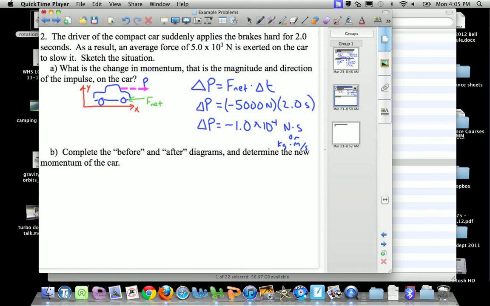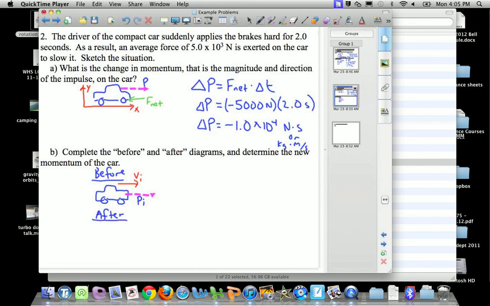Now, part B, complete the before and after diagrams and determine the new momentum of the car. Well, I'm going to show you a before diagram showing the car before the brakes were applied. Before we apply the brakes, the car has a greater momentum, which is the same momentum it had in problem number 1. So it has initial velocity, which was 27.8 meters per second, and it has an initial momentum of 20,100 from part A in number 1.